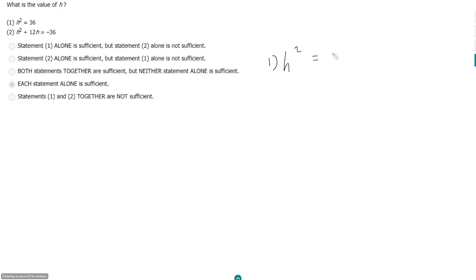Keep in mind two things, because we have an even exponent here. H can be either positive 6 or negative 6, because negative 6 times negative 6 is still 36. And so this is the reason why the square root of x squared is not equal to x. The square root of x squared is equal to the absolute value of x.